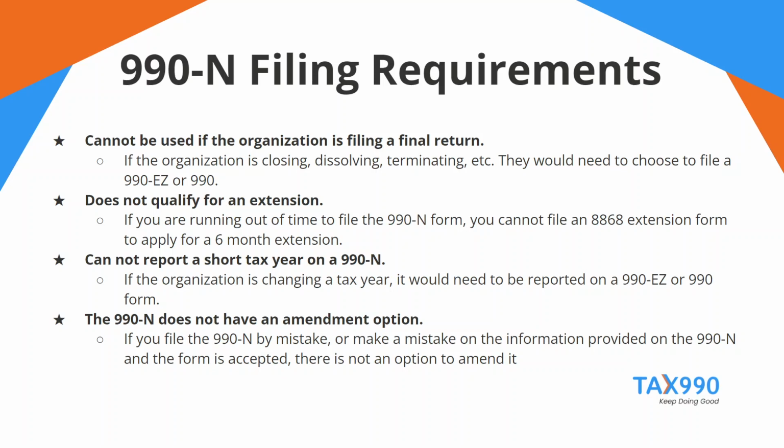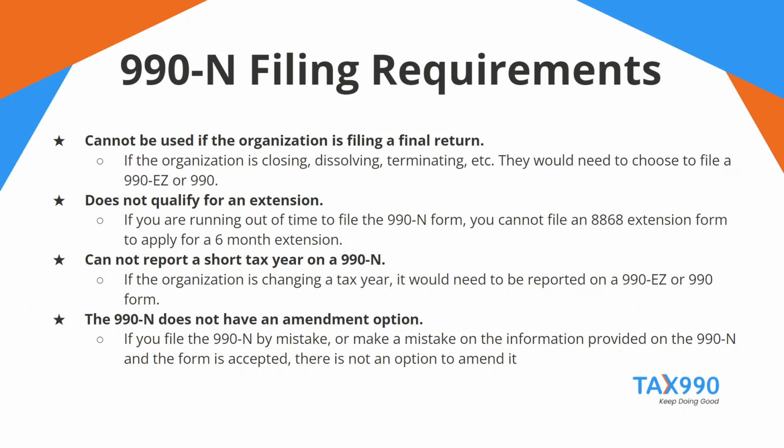The 990N does not qualify for an extension. If you're running out of time to file the 990N form, you cannot file an 8868 extension form to apply for a 6-month extension. An organization is not able to report a short tax year on a 990N. If the organization is changing a tax year, it would need to be reported on a 990EZ or 990 long form. A short tax period is not accepted on a 990N because the IRS wants more information as to why you're reporting a short tax period. And as mentioned, you're not able to provide explanation or additional information on a 990N form.